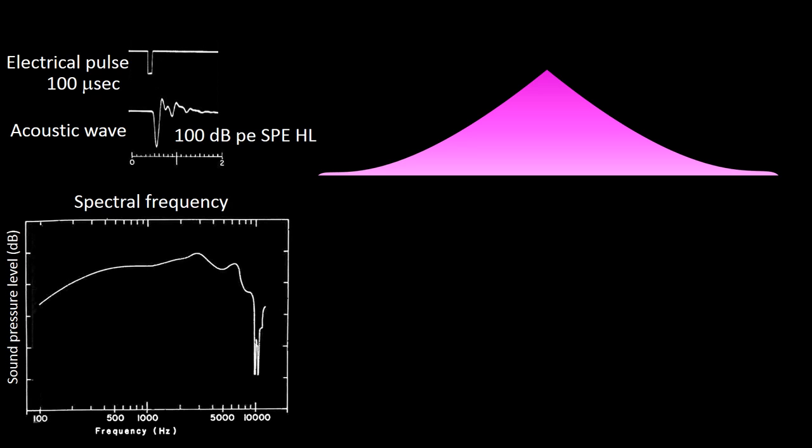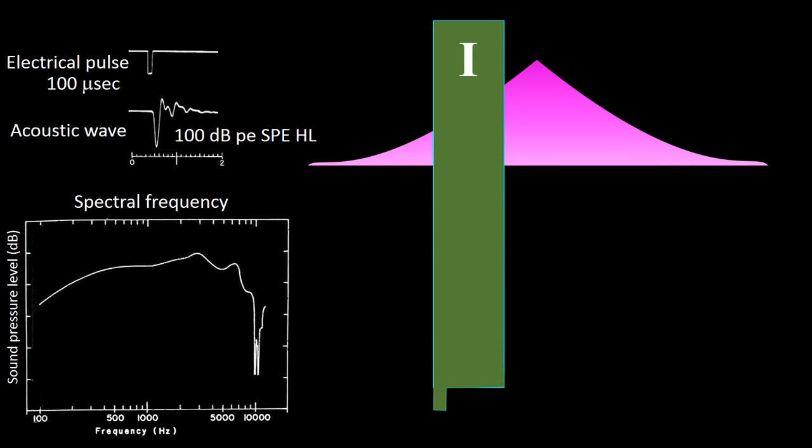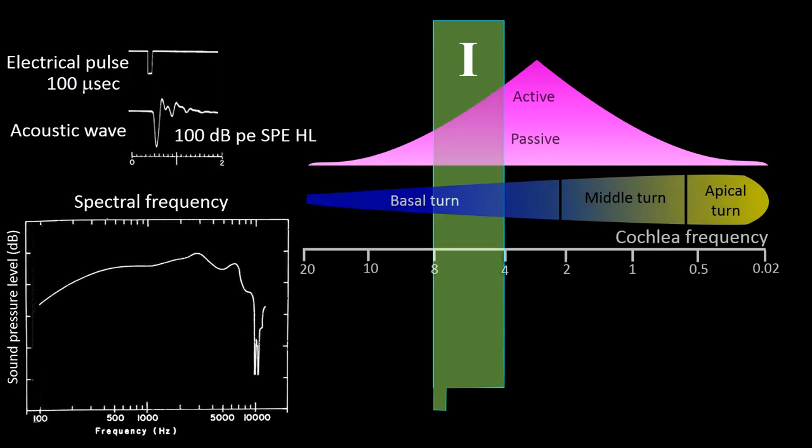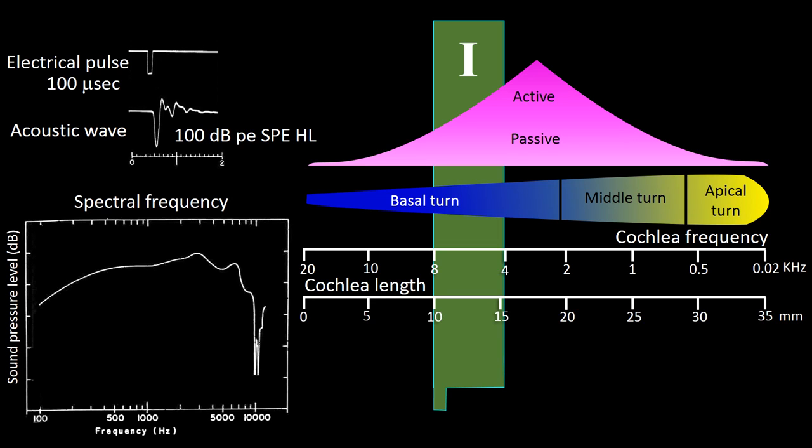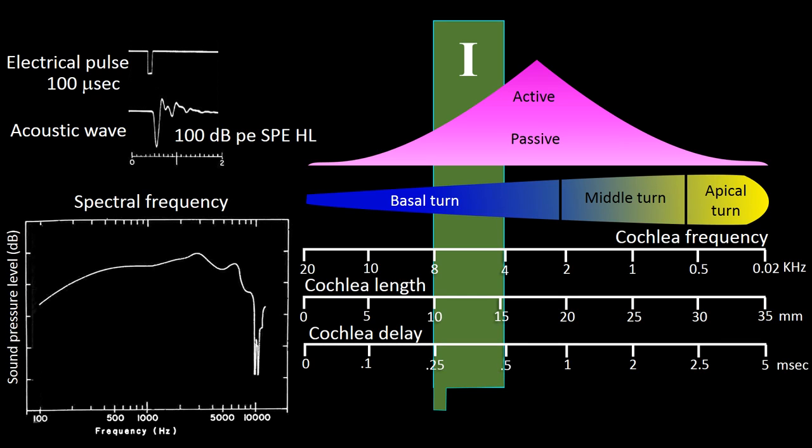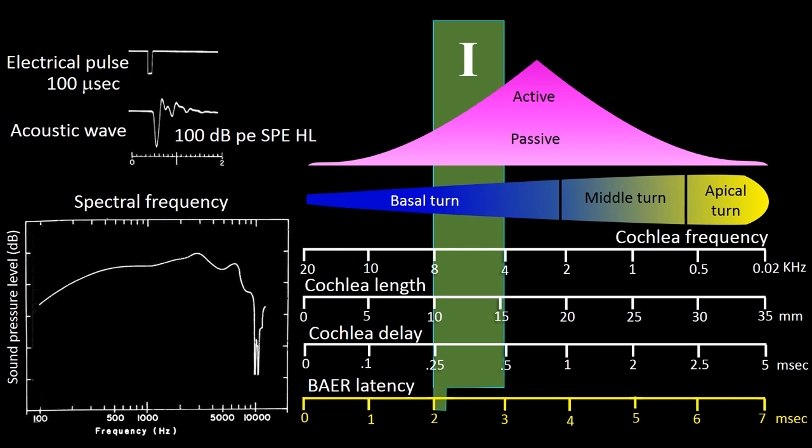At the level of the cochlea, using an electrical pulse of 100 microseconds that will produce a click with a frequency with a maximal energy at 3000 Hz, which I have here represented as a pink triangle, wave 1 will be generated by frequencies in the 8 to 4 kHz range, close to the base of the basilar membrane, with minimal cochlear delay and with a latency of about 2 milliseconds in adults.